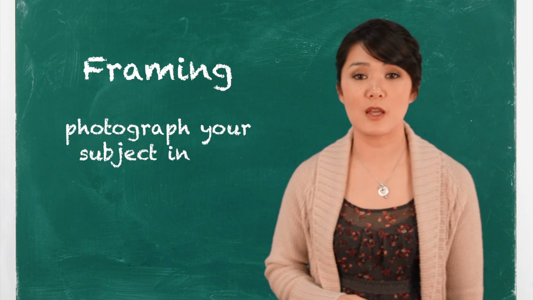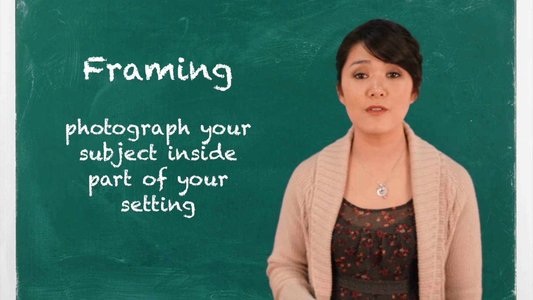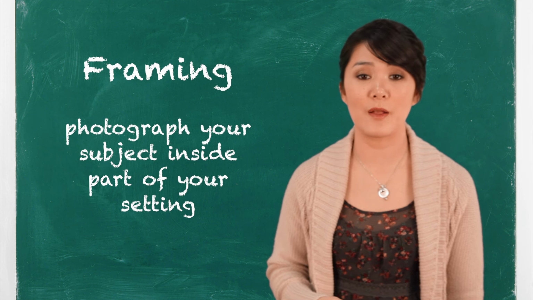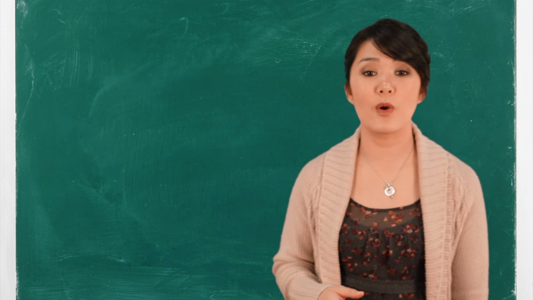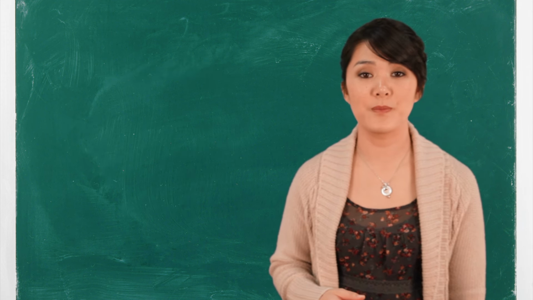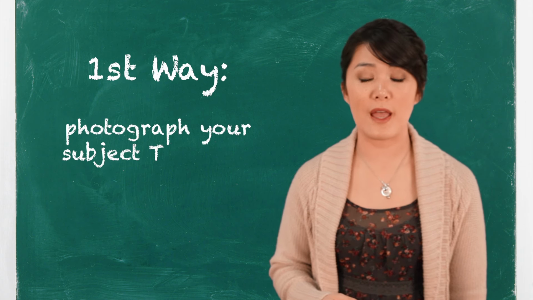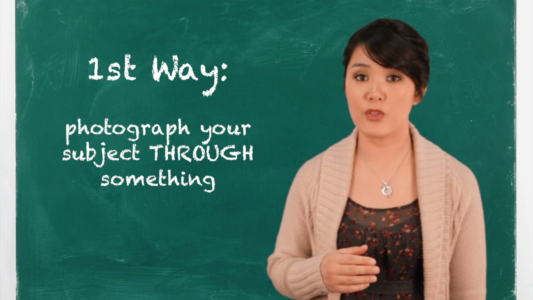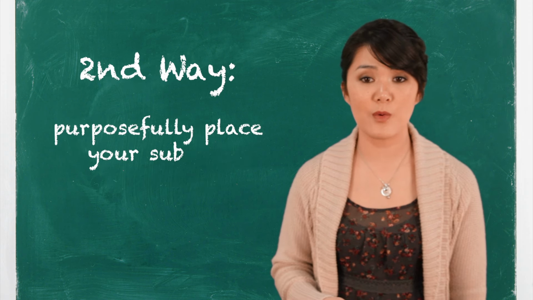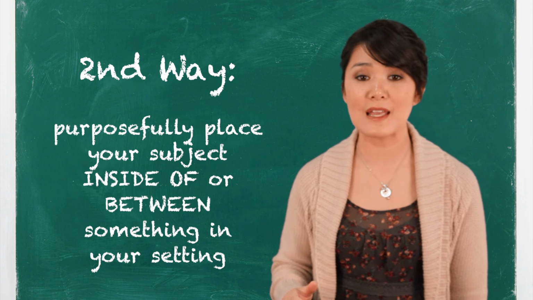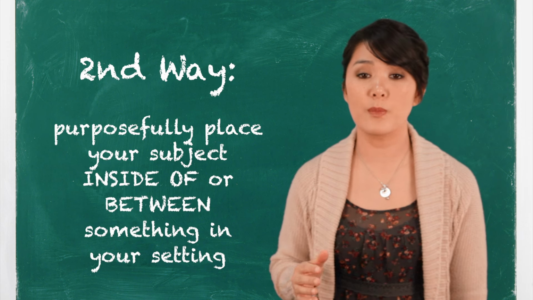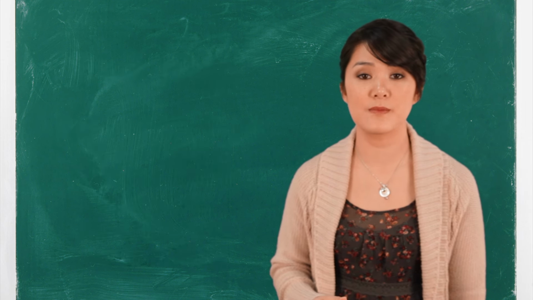When you frame your subject, you place them inside of or between parts of your setting. Framing shows the viewer what the picture is all about. You can do this in a couple ways. The first way is to photograph your subject through something. The second way is to purposefully place your subject inside of or between something in your surroundings.